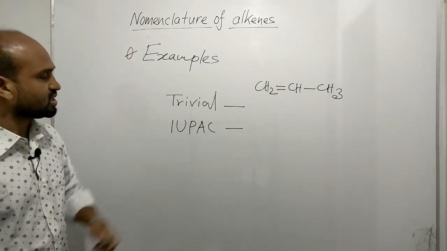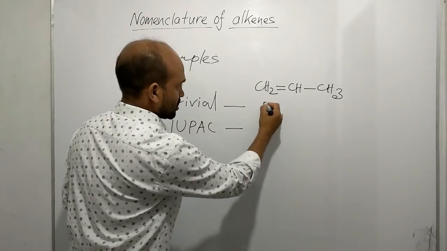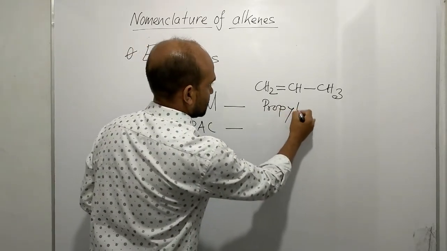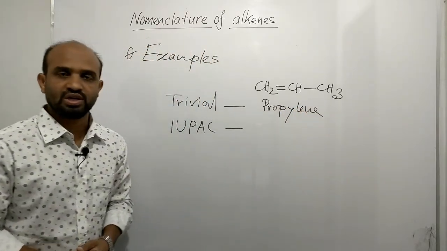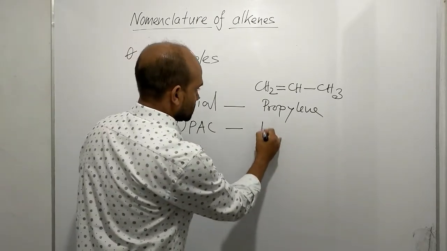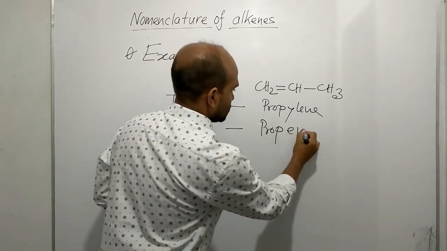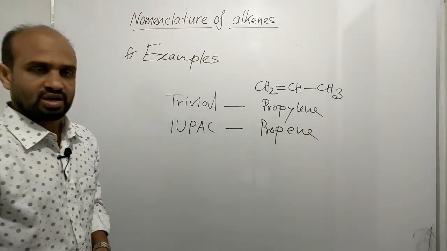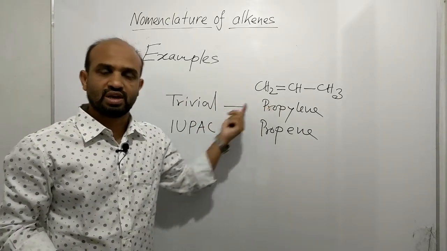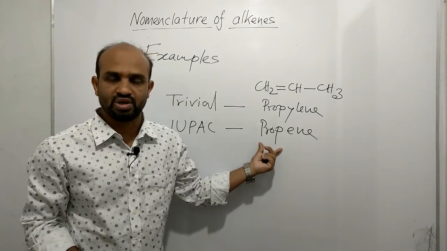Here CH2 double bond CH and CH3. According to trivial system, the word root is 3 carbon atoms, so prop, and suffix is here ylene, so its name will be propylene. And according to IUPAC system, word root is prop and suffix is here "ene", so propene. According to trivial system, its name is propylene, and according to IUPAC system, its name is propene.